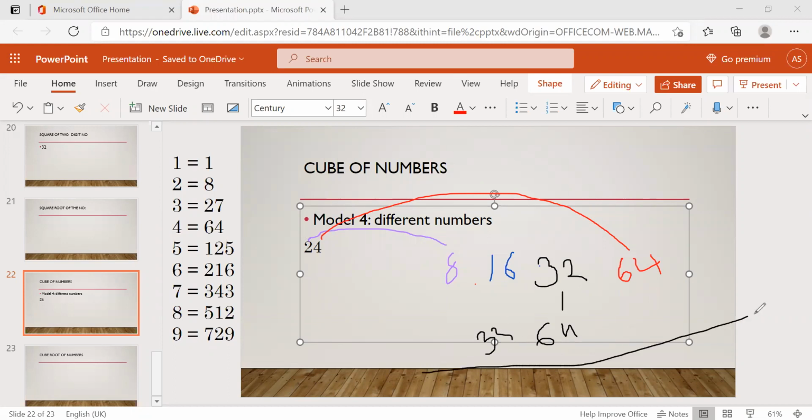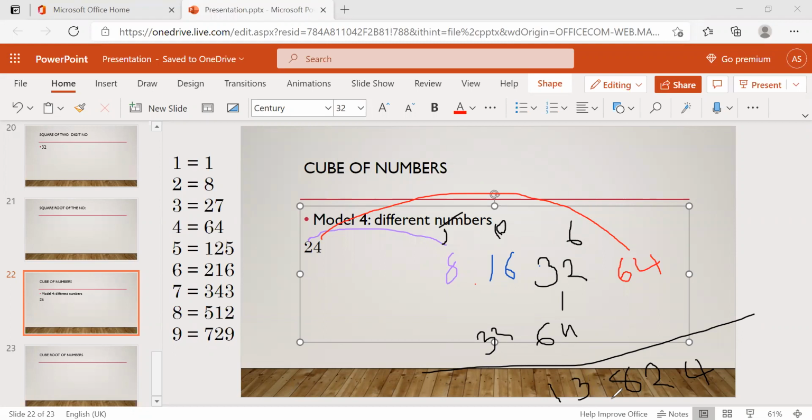Then add all. 4 I am taking here and 6 is carry here. So 6, 64 and 32, it's nothing but 96, and 1 or 2, 1 0 here and 2 here. It is 48 plus 10, 58. 5 here, 8 here. 5 plus 8, it's nothing but 13.